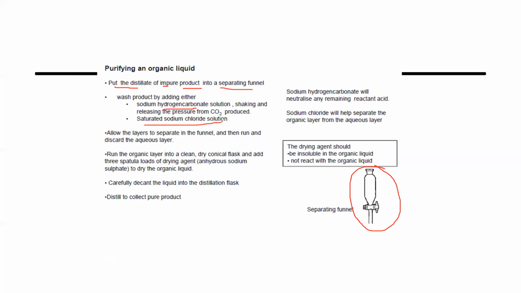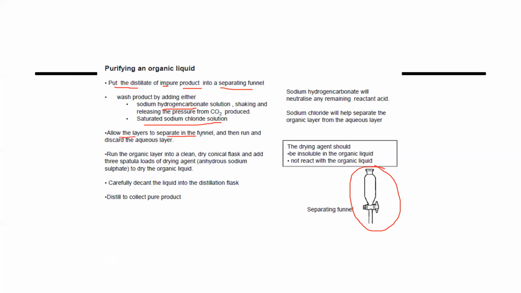Then we add a saturated sodium chloride solution. What is the purpose of adding a saturated sodium chloride solution? Some organic substances are miscible in pure water, but in a salt solution they are less soluble. So what will happen? It will create two layers. One will be the aqueous layer, another one is the organic layer.